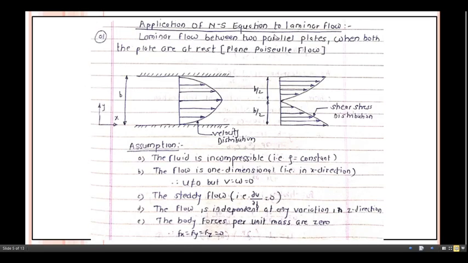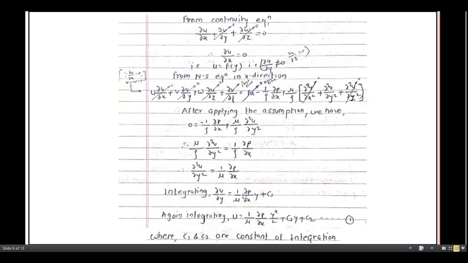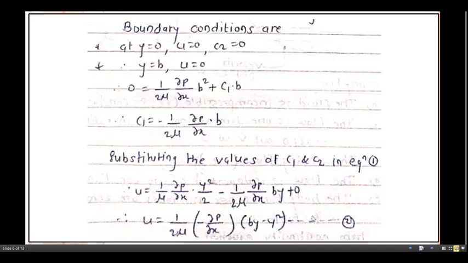At y equals 0, if you observe here, the value of y is 0, which means automatically the velocity is also 0, because when the fluid comes in contact with the flat surface, the velocity of the fluid particles at this spot is 0. So y equals 0, u equals 0. If I substitute u is 0 and y is 0, we get c2 equals 0.